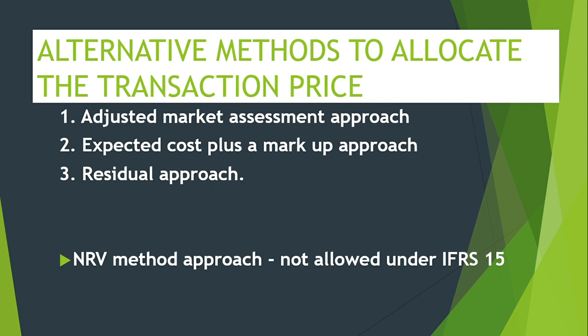Number two is the expected cost plus a markup approach. So the forecasted cost of satisfying the performance obligation, then adding an appropriate margin for the goods and services would be the basis to allocate the transaction price. Number three is the residual approach. What you do there is simply take your total transaction price less the sum of the observable standalone selling prices. The residual amount is the basis to allocate the transaction price to the different performance obligations.